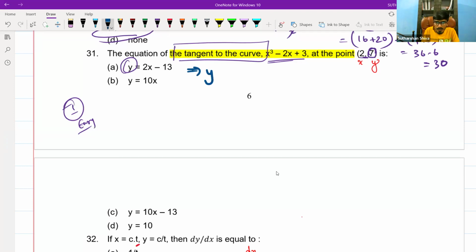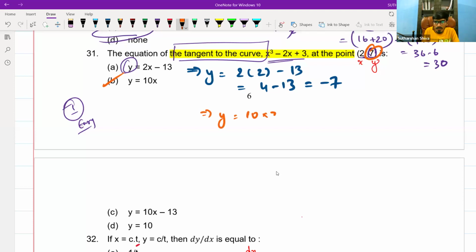Option A. Y equals 2 into 2 minus 7. Sorry, 2 into 2 minus 13. This is 4 minus 13. It will become minus 7. What do I need? I need plus 7. So it is not my option. I will go with option B. What is option B? Y equals 10 into 2. It will become 20. It is also not equal. Then I will go with option C.